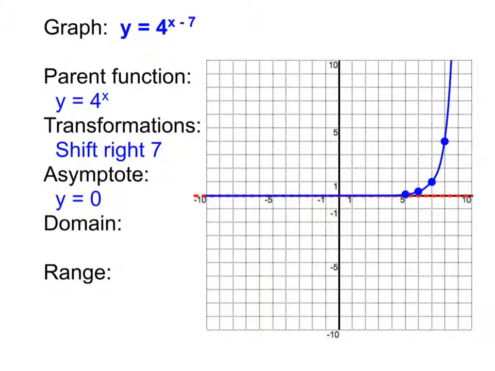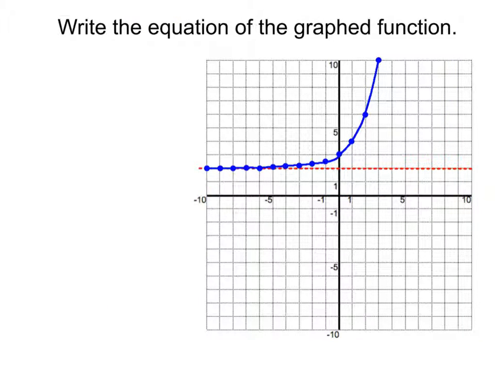And then once we have our curve, we can go ahead and think about domain and range. The domain, it's exponential, so it's all real numbers. And the range, it's not all real numbers. It'll be y is greater than 0, because it's above the asymptote, and the asymptote's at 0. Now, if we can make the graphs, we can actually do much more now, too. If I give you the graph, you should be able to write the equation of that graph.